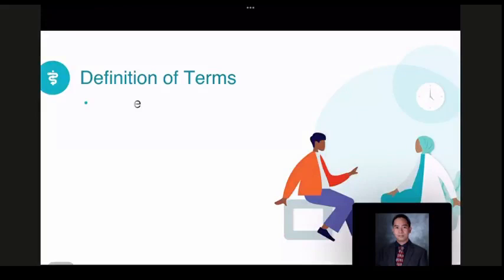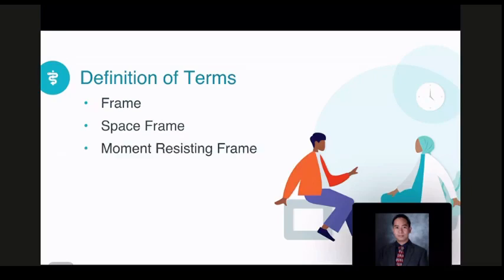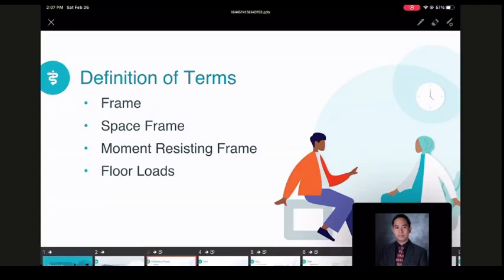So, definition of terms. When we say frame, what is a frame? What is a space frame? What is a moment resisting frame? What is a floor load? When we say frame, it is a formation of elements or members. So frame is a formation of elements and members.